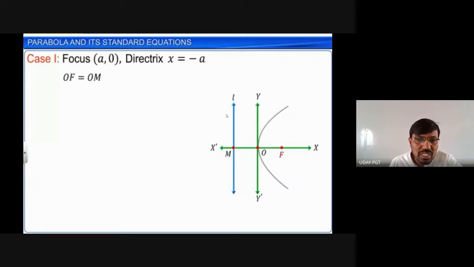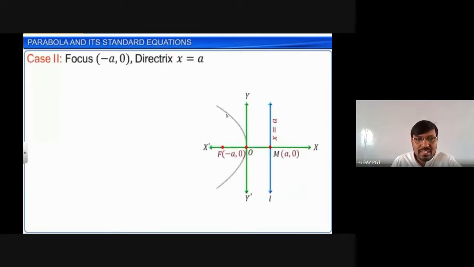In this situation, the point O is on the parabola. So the points which are on the parabola will be at equal distance from the F as well as from the line. So OM distance and OF distance will be equal. And what is the directrix here in this case? x equals minus a. If it is open towards the left side, the focus is minus a comma 0 and the directrix is x equals a.